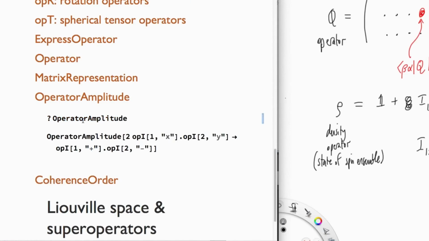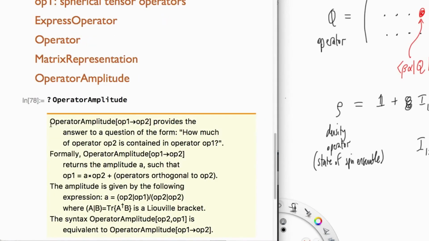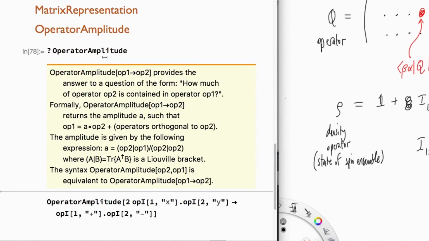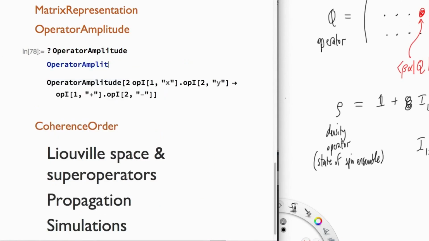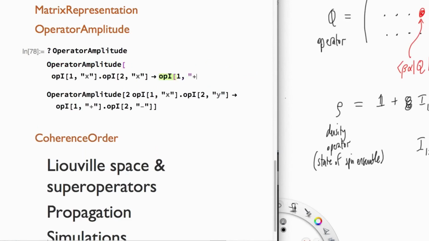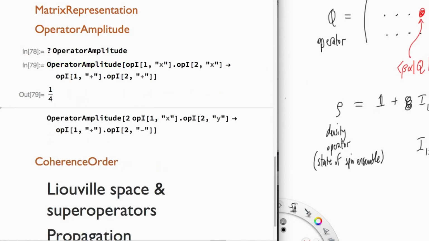By the way, all of these commands, you can get some documentation on them by using the question mark, which generates a usage symbol for them. So this gives the usage symbol for the operator amplitude routine. An example is easier. In this case, I would say I have the operator I1x, I2x, I write an arrow and ask which operator I'm interested in figuring out how much of it is in there. In this case, the example I just gave is I1 plus, I2 plus. And it tells me it's a quarter.